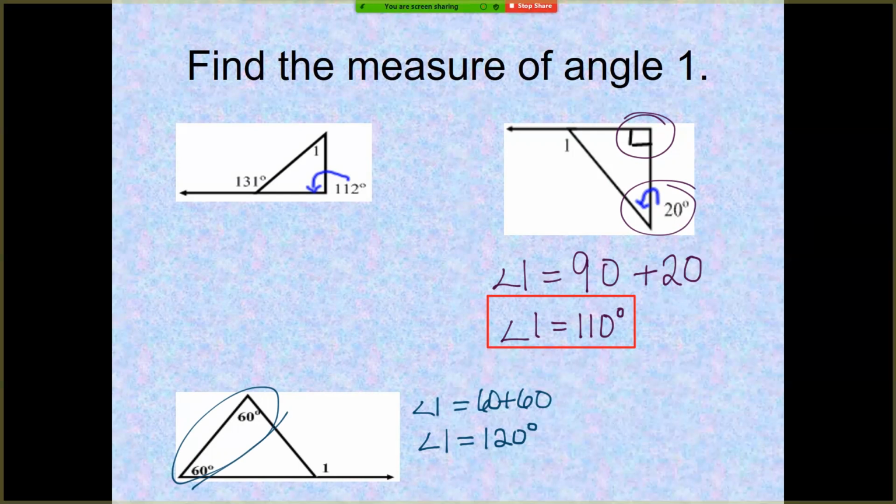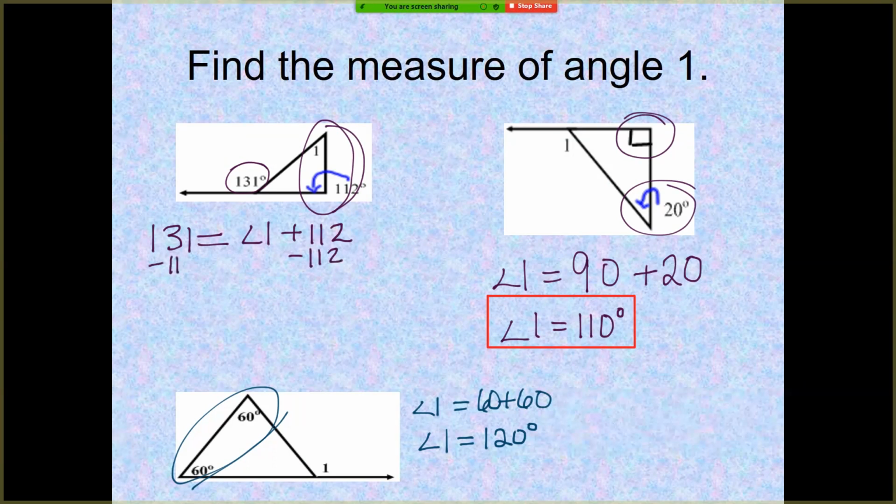For the top question that we skipped, the reason that we skipped it is because we were given the outside angle. When you're given the outside angle, we know that the outside angle equals these two angles here added together. So angle 1 plus 112 has to equal 131. In this case, you would subtract 112 from both sides to get that angle 1 equals 19 degrees. So that one just had a little bit different process.